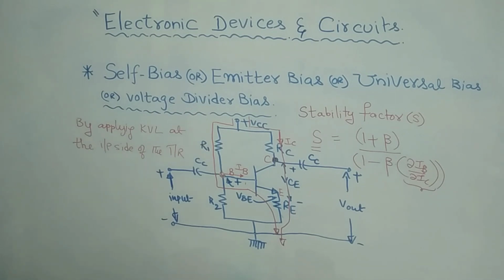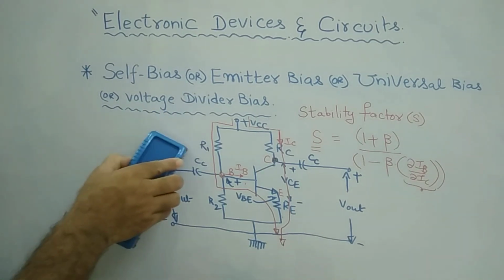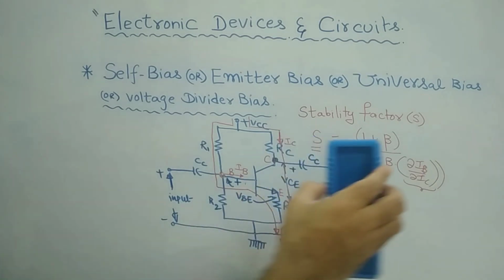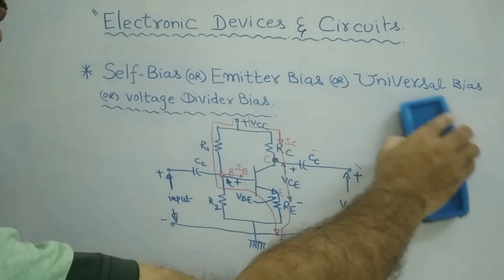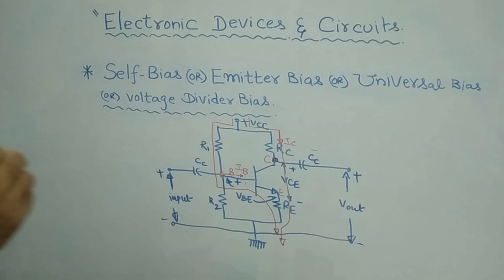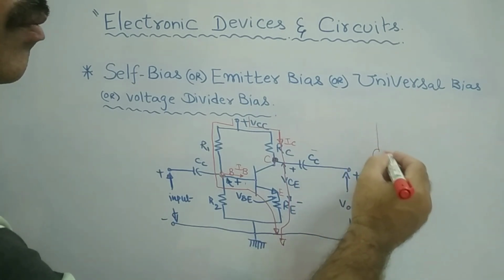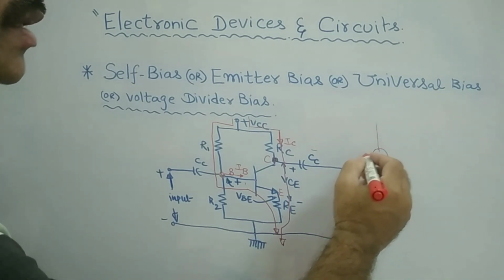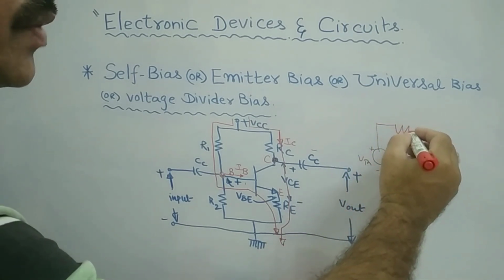I think you could have studied this in your network analysis, right? What is Thevenin's theorem? Any given linear circuit is simplified in such a way that the voltage source is connected in series with a resistance. That is Thevenin's theorem. According to Thevenin's theorem, the voltage source, meaning V Thevenin, must be in series with R Thevenin.